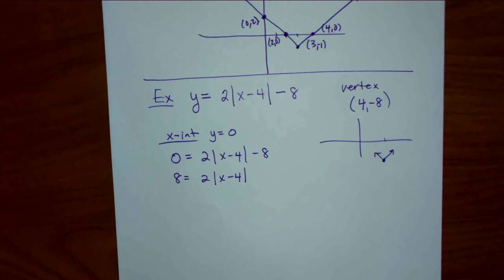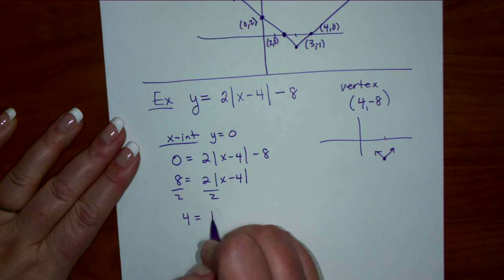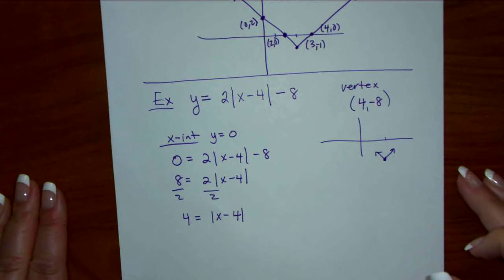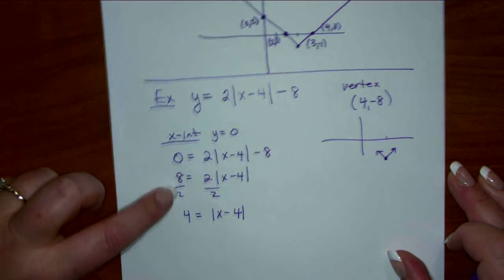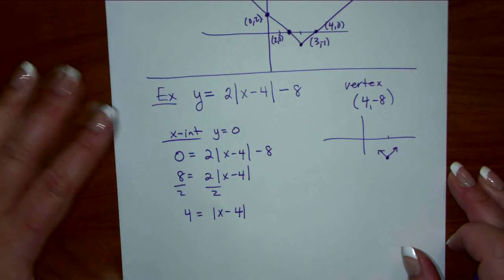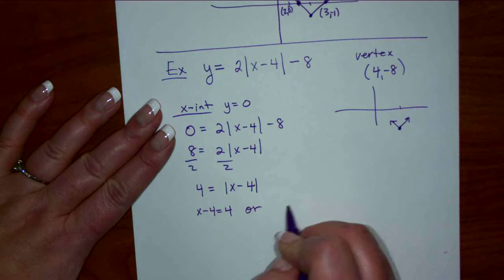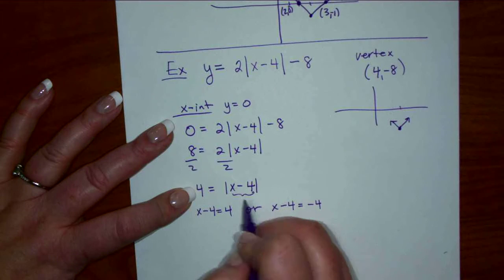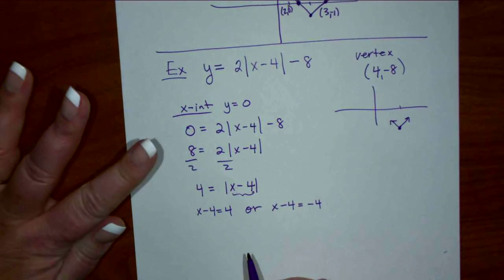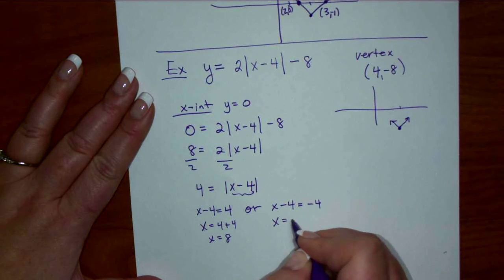So how do you get rid of the 2 in front of it? Divide both sides by 2. So that would be 4 equals absolute value of x minus 4. Even if it doesn't work out nice, you have to divide it. Maybe that would be a fraction, and that's still okay. So we have this, and then we would say x minus 4 equals 4, or x minus 4 equals negative 4. The inside equals either positive 4 or negative 4. So x equals 4 plus 4, minus 4 plus 4.